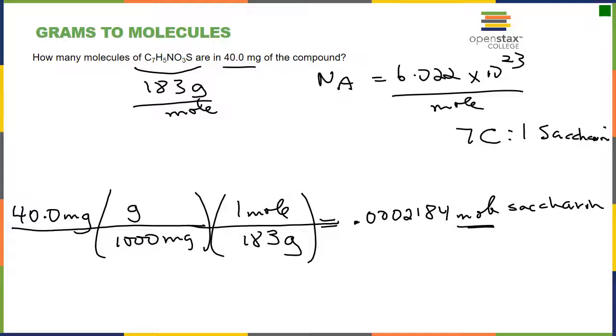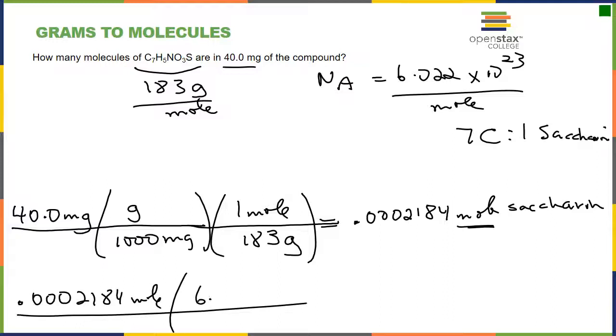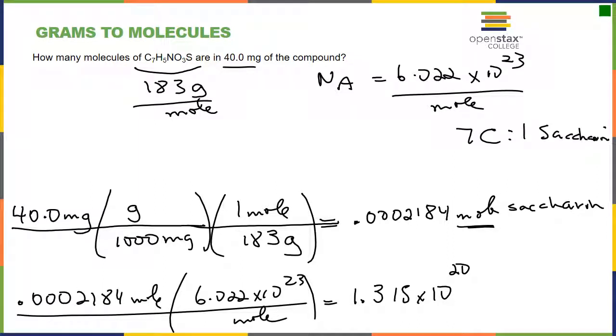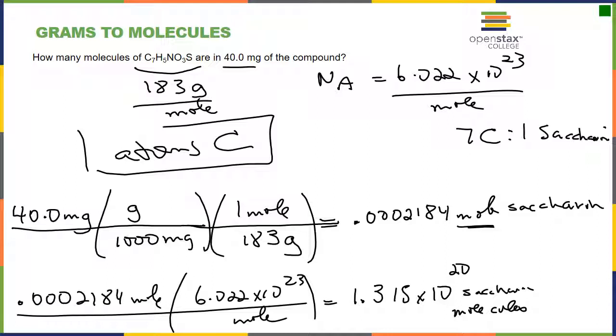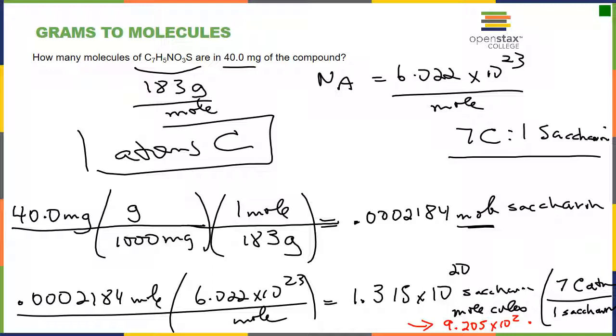I'm looking for molecules. Well, to go from moles to molecules, I need Avogadro's number, so 0.000218 mole. We know that there are 6.022 times 10 to the 23rd molecules per mole for our saccharin, and this is going to give us a total of 1.315 times 10 to the 20th saccharin molecules. The last thing we were going to solve for was atoms of carbon. Now, to get atoms of carbon, we need to do our last piece of information, and that is going to be 7 to 1. We know there's 7 carbon atoms for every 1 saccharin. And if we finish up our math on this one, we're going to get a total, changing colors here to make it a little more obvious, of 9.205 times 10 to the 20th carbon atoms.